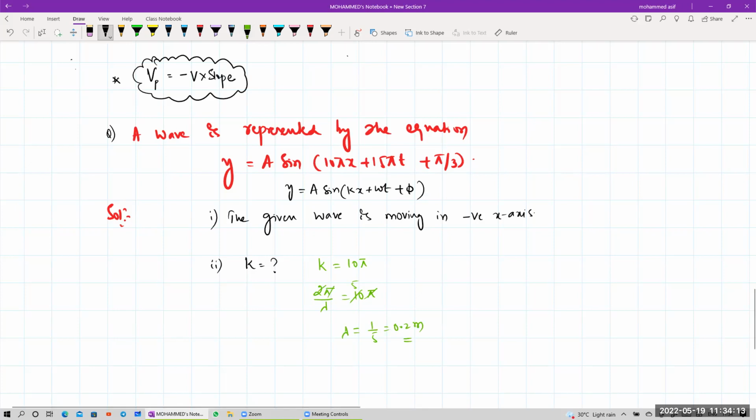Now if I ask you what is the wave speed, tell me what is the wave speed? V is equal to how much? Formula: V is equal to omega by k. In the place of omega we have 15 pi, so this will be 15 pi divided by k. In the place of k we have 10 pi. This will get cancelled. So this will be equal to 15 divided by 10, that means 1.5 meters per second. This means a lot in a question. See how simple the question was.